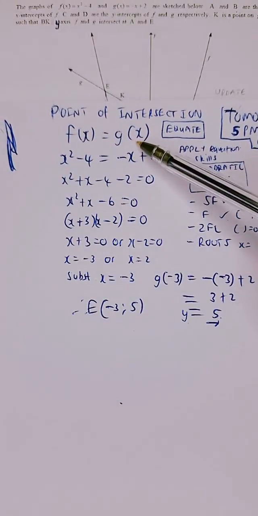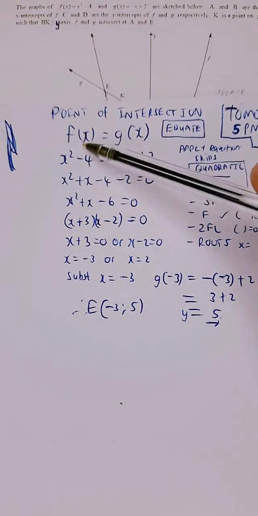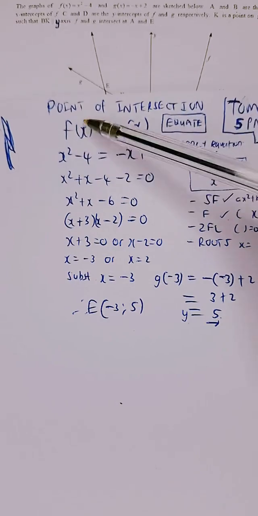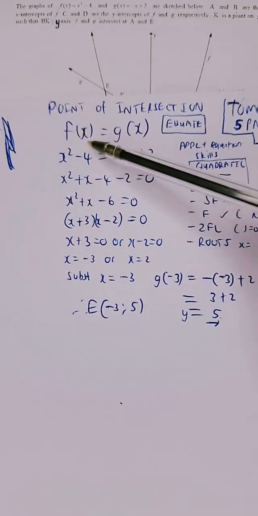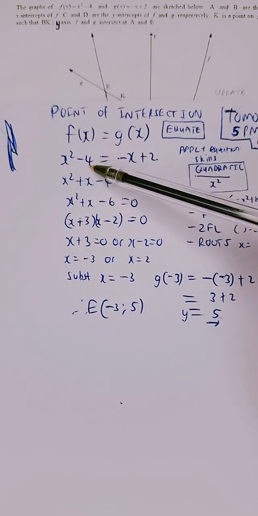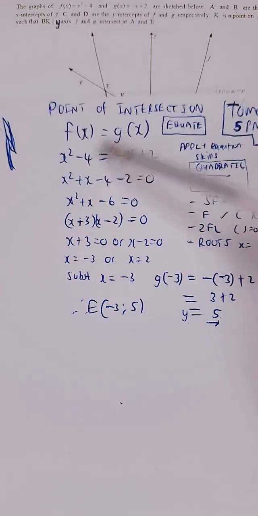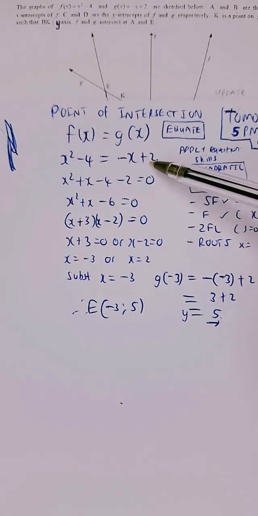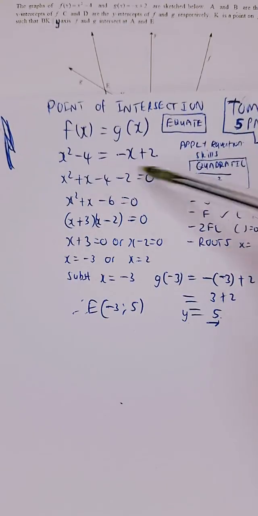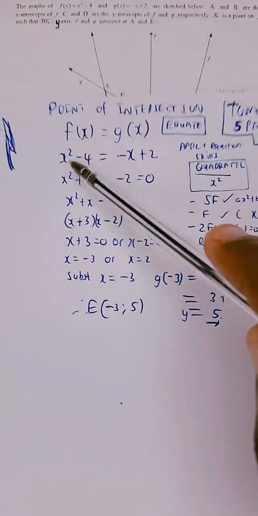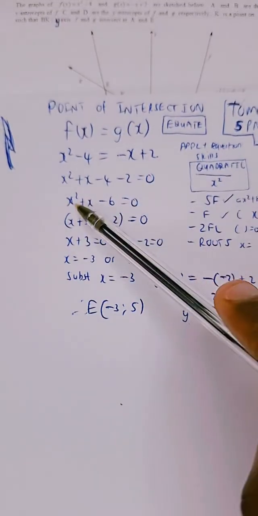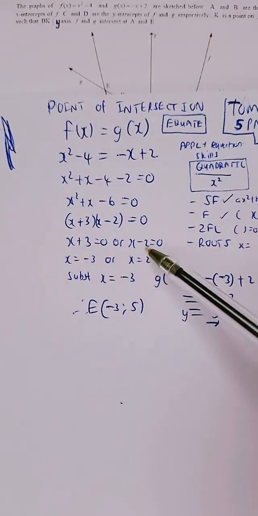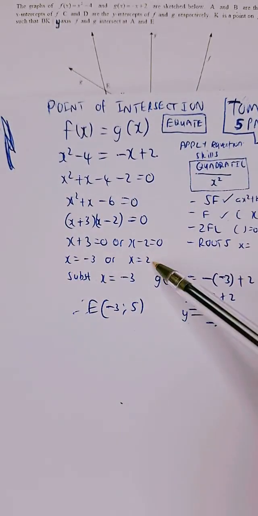We know that where two functions intersect, that's where the two functions are equal. So we took f of x, equated it with g of x. The body of f of x is x squared minus 4. g of x is given by the expression negative x plus 2. This is a parabola. This is a straight line. Then we solved the equation as we normally would: we get to standard form of the quadratic equation, factorize, apply the zero factor law, get our roots.